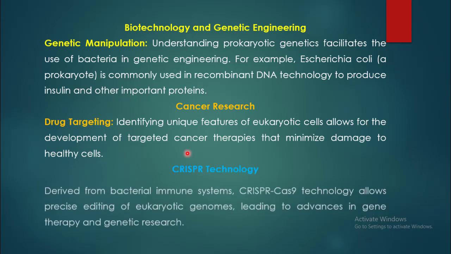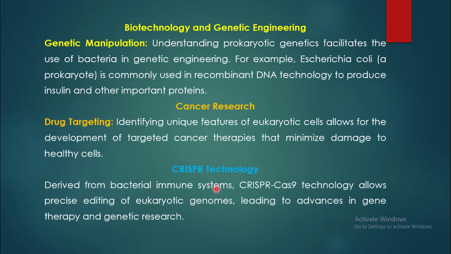CRISPR technology is derived from the bacterial immune system, and we are using CRISPR-Cas9 technology in the labs these days for the precise editing of the eukaryotic genome, leading to advances in gene therapy and genetic research. And this gene therapy would be the future for treating the genetic disorders that we are unable to treat in the current era. So we are going to continue the discussion in the next video.